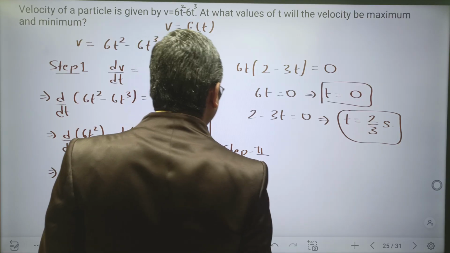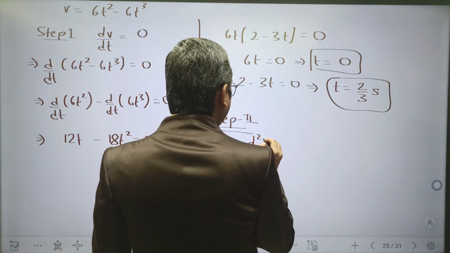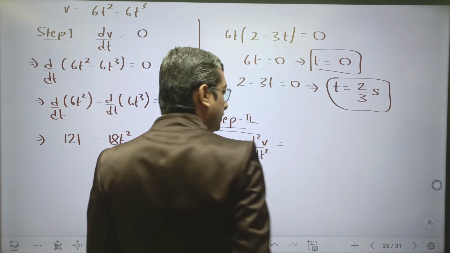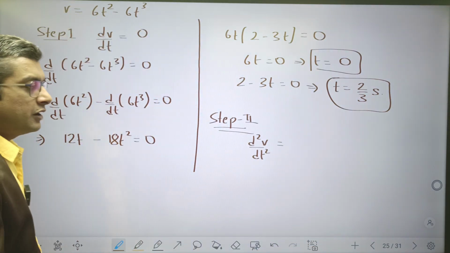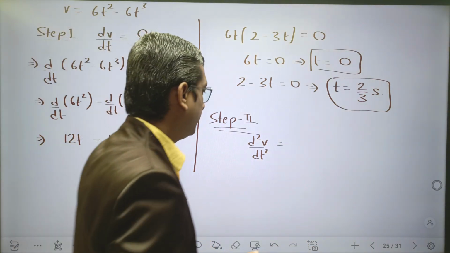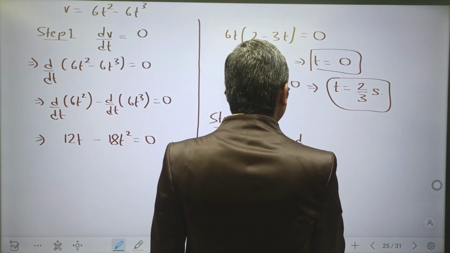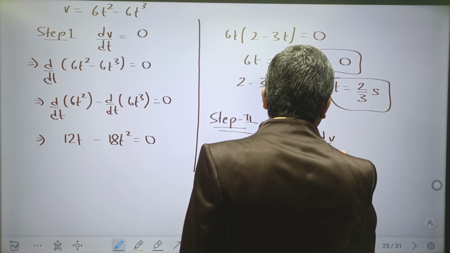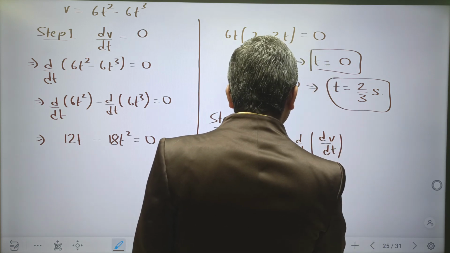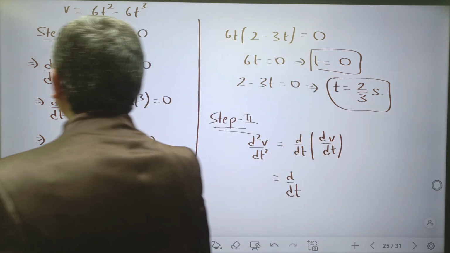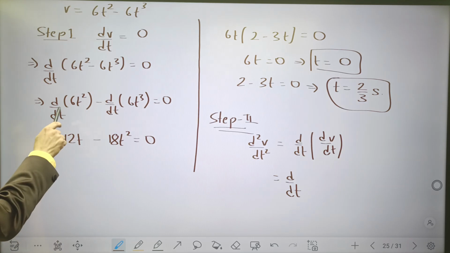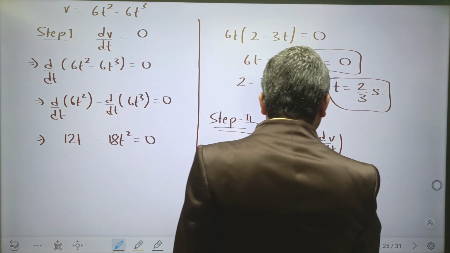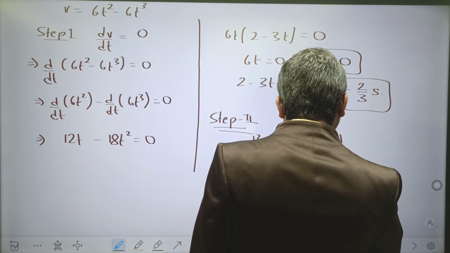Step number 2. So d square v by dt square, d square y by dx square we have to find. So here in terms of y, instead of y we have v, and instead of x we have t. So this will be d by dt of velocity, d by dt of dv by dt, and we have found dv by dt. So what is dv by dt? So this is dv by dt, we are differentiating it. So 12t minus 18t square.